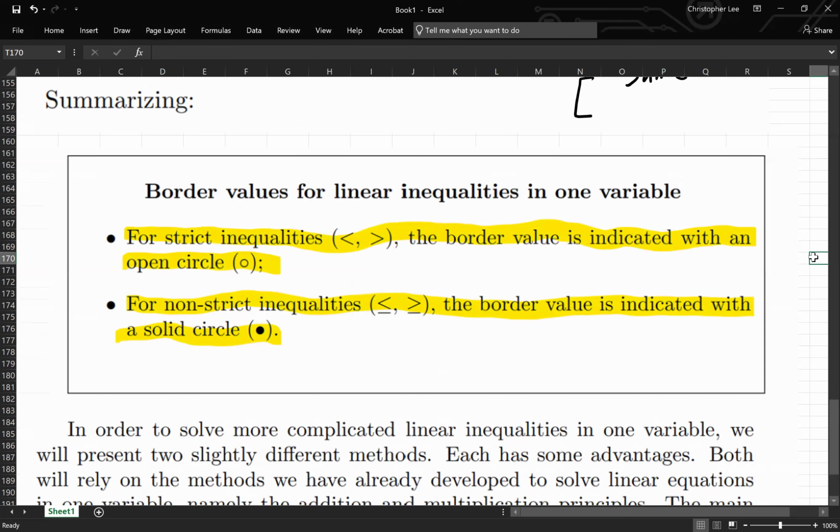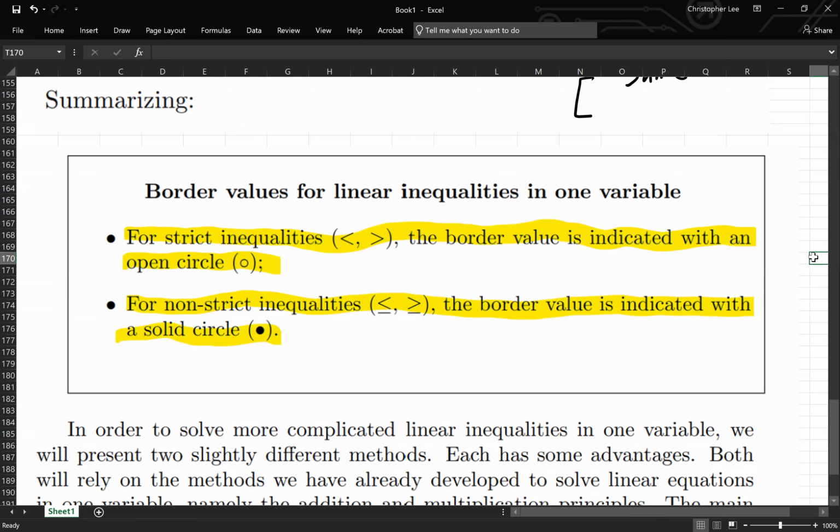So, border values for linear inequalities in one variable. For strict inequalities, greater than, less than, the border value is indicated with an open circle, right? Because it's not included. For non-strict inequalities, less than or equal to, greater than or equal to, the border value is indicated with a solid circle, right? Because those numbers are included.